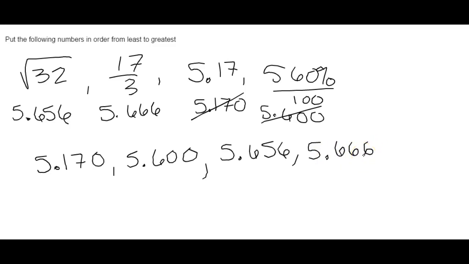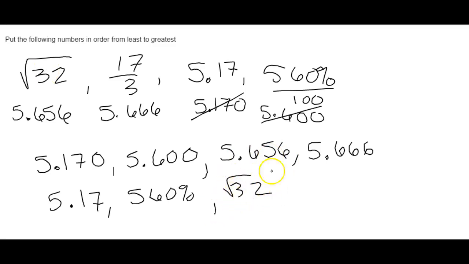Now that we have them in the correct order, we just have to rewrite their original format. So 5.17, 5.6 was the 560%, 5.656 was our square root of 32, and 5.666 was our 17/3. So now these are in order from least to greatest. And that concludes our discussion on ordering numbers.